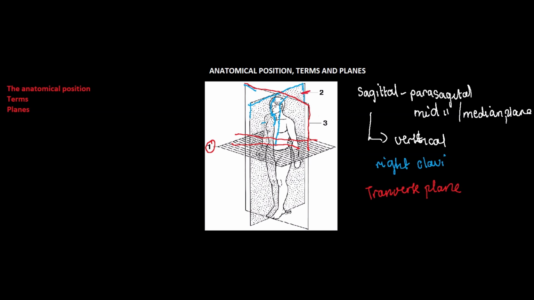The plane labeled as 2 is a mid-sagittal plane, also known as the median plane, and the plane labeled as 3, that is this plane, is the frontal coronal plane. So the frontal coronal plane is the plane labeled as 3.